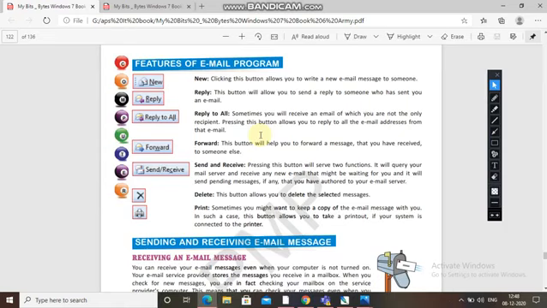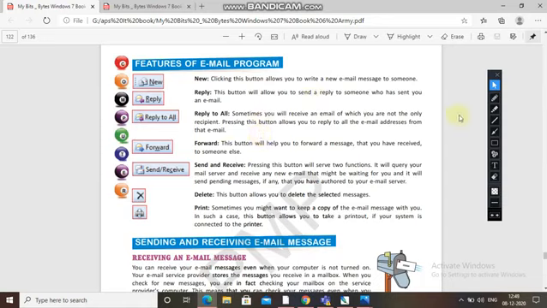Reply. This button will allow you to send a reply to someone who has sent you an email. Means a person who knows you has sent you an email, and if you want to answer that person, then you will click reply.